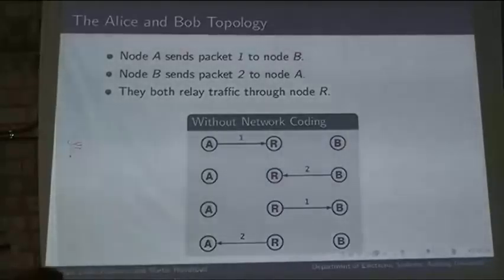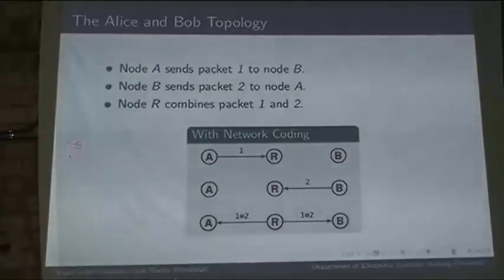If we allow the relay node to combine these packets, we can actually manage with just 3 transmissions. Of course, it requires the relay node to know that node A has stored packet 1 and node B has stored packet 2. Then the relay node can simply XOR these 2 packets together, and nodes A and B can extract the missing packets from this combined packet.